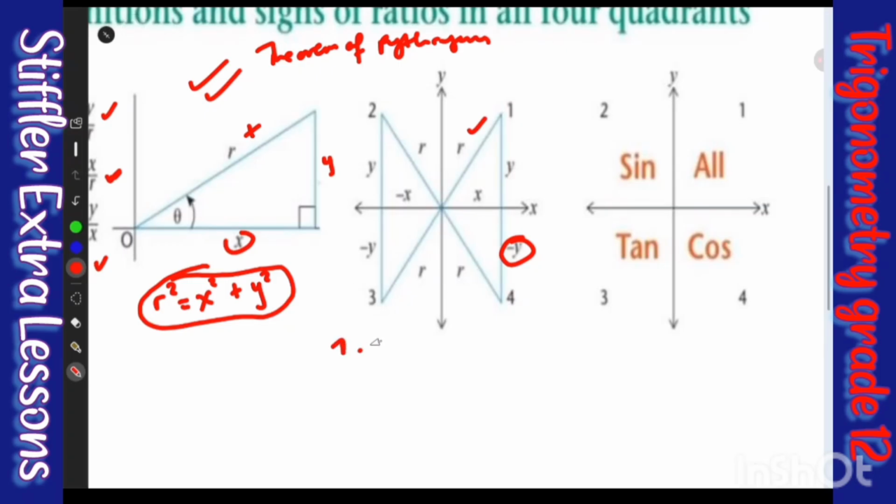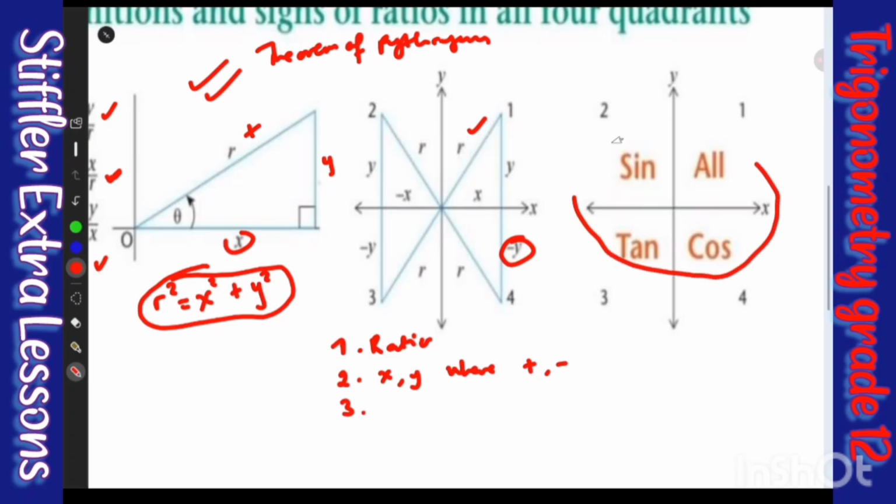So all the things I said you must remember. The first one being the ratios to the x and y, and where they are positive or negative. And the third thing that you must remember before getting to grade 12 is this table here. What do you understand from there? We understand that if we're having any angle that is in the first quadrant, all the ratios become positive. So all the ratios are positive in the first quadrant. All of them are positive.